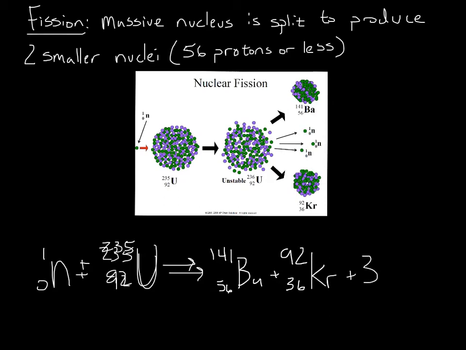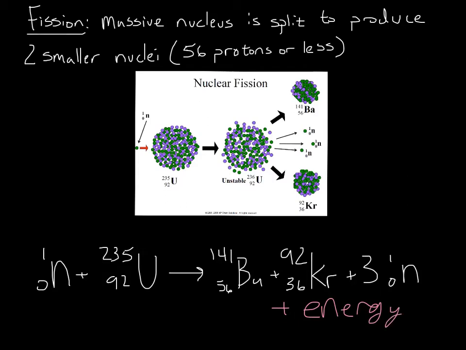And 3 more neutrons. And as always, the math still works out, so 141 plus 92 plus 3 ones would equal 235 plus 1, so 236, 236. Adds up on both sides. And then down here we've got 92, 56 plus 36 plus 0 also equals 92. And as with fusion, when this occurs, we generate a ton of energy.